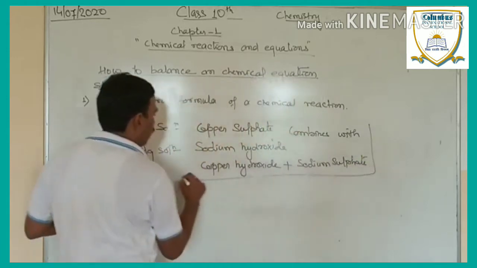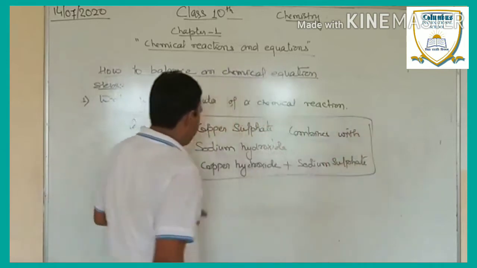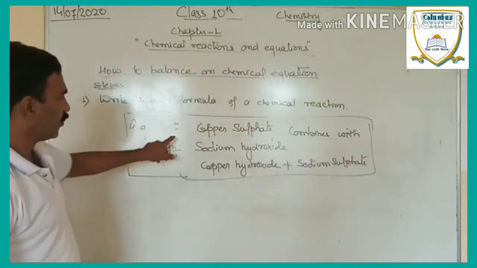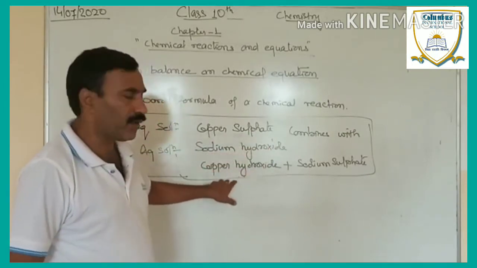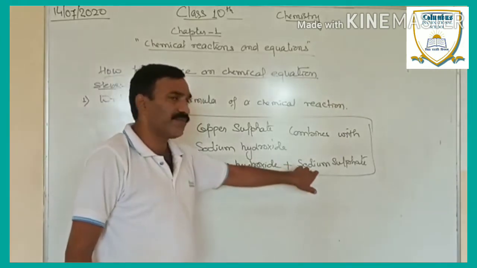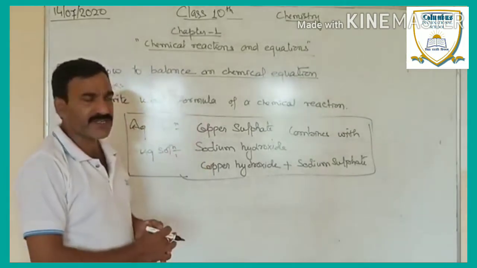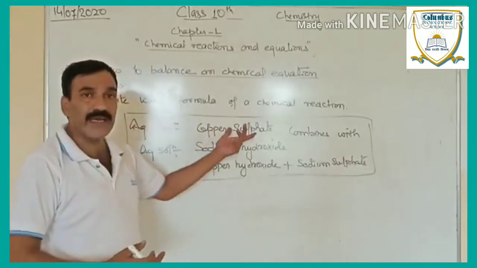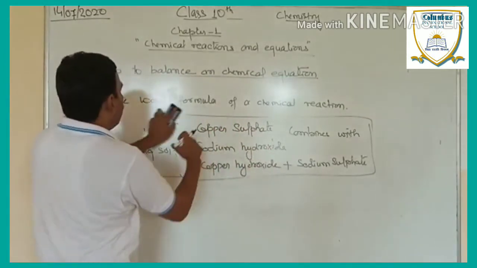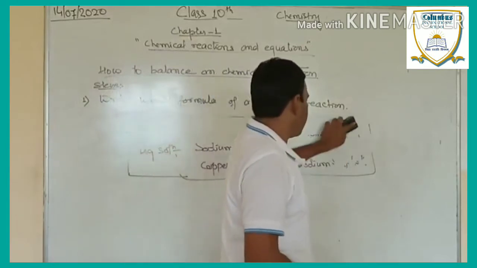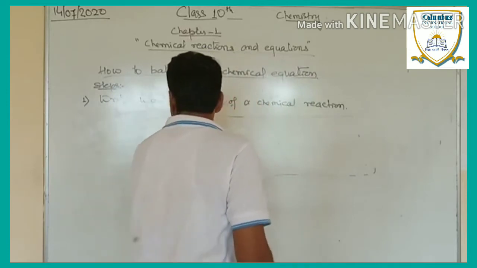This is the result. Now we know about this reaction. You should know that copper sulfate combines with sodium hydroxide, and a precipitate of copper hydroxide along with sodium sulfate is formed. Now we will write this process as a chemical balanced equation. The first step is to write the word formula.